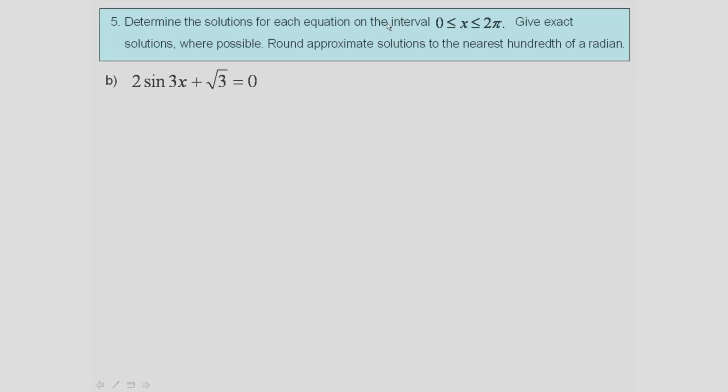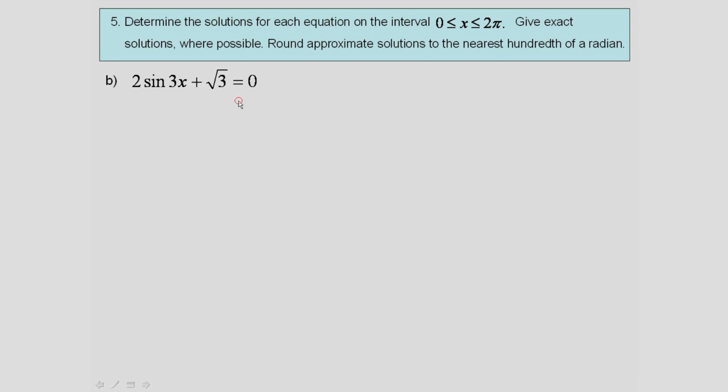Okay, part B, it's the same question, same domain, but a different equation. 2 sine 3x, ooh, yikes, 3x. 2 sine 3x plus root 3 equals 0. Okay, the big problem here is this 3x. This is going to cause us some issues, but we'll take it one step at a time and see what happens. As usual, we're solving an equation, so the goal should be, let's isolate x.